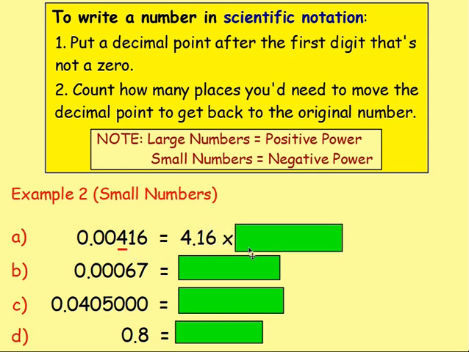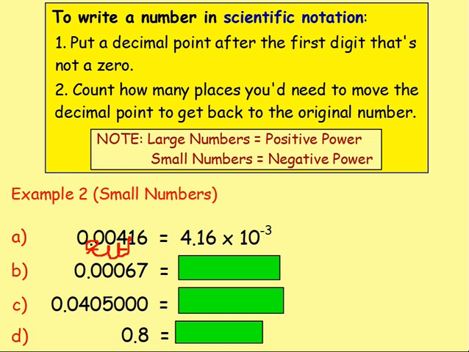6. Then we put times 10 to the power of, and we have to work out what the index is going to be this time. So if the decimal was after the 4, to get back to its original place, you'd have to move it back 1, 2, 3 places. And that is the decimal right there. You can see it. To get from after the 4 back to that place, we had to go back 3 places. And because we're going back the way, because it's a small number, the index is negative. So we've got times 10 to the power of negative 3.